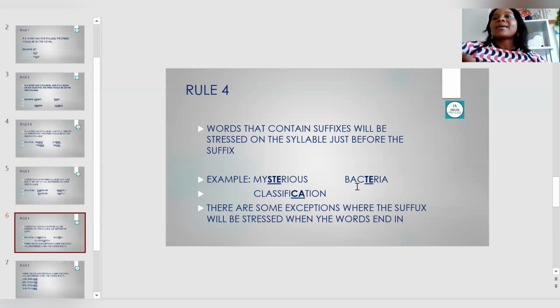Mysterious. This is bacteria. Okay, so here is T before the -ria, which is a suffix, bacteria. So this is classification. Tion is the suffix. So K, which is the syllable before the suffix, is where the stress will be. So classification, classification.